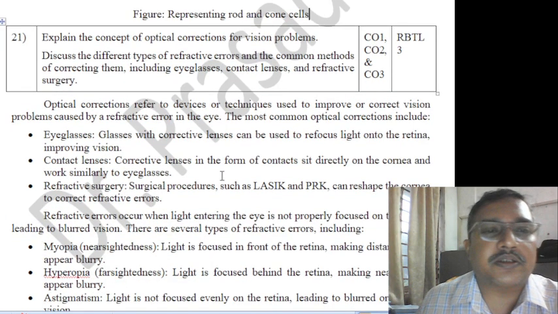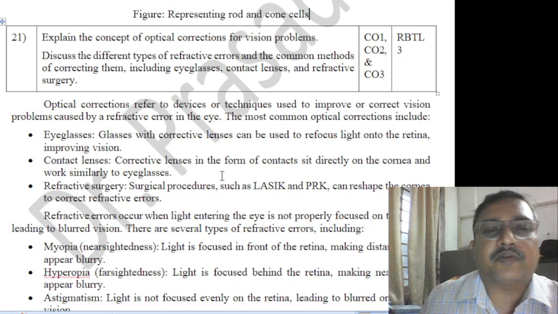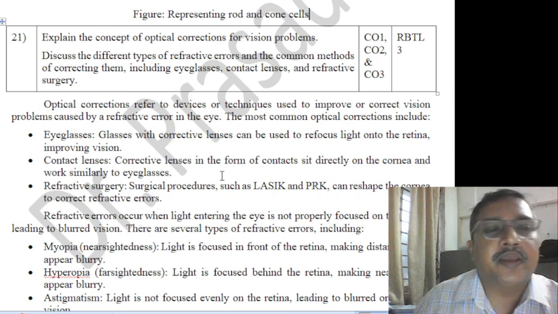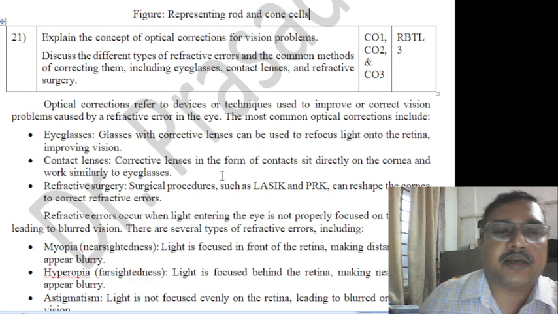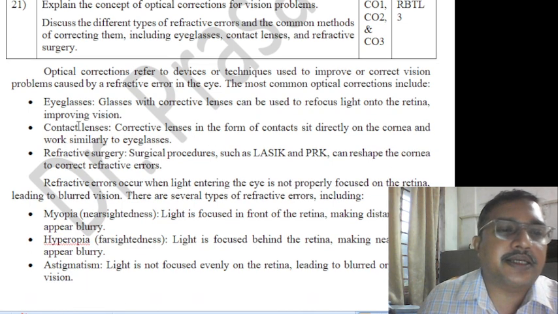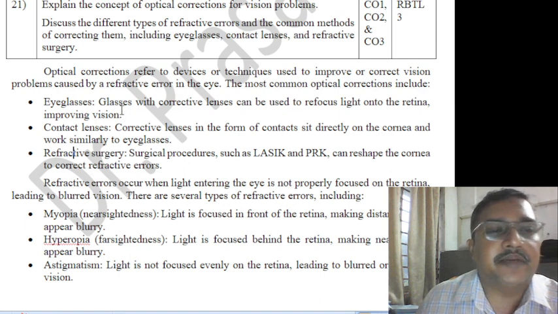Okay, explain the concept of optical correction for vision problems. Discuss the different types of refractive errors and common methods of correcting them, including eyeglasses, contact lenses, and refractive surgery. Okay, everything is mentioned and explained there. Optical correction like eyeglass, contact lens, refractive surgery.